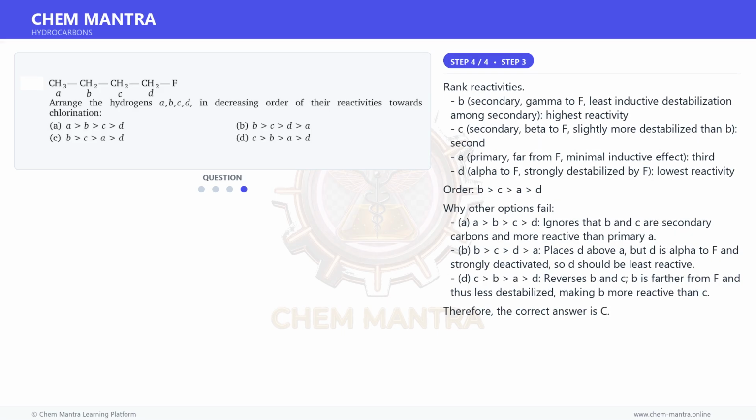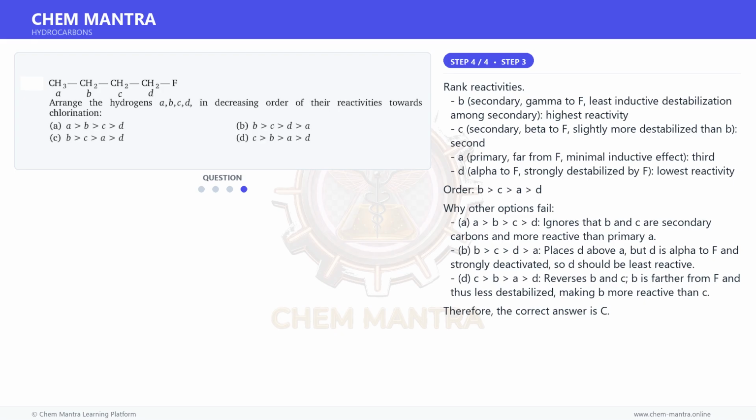And for the final step, rank reactivities. B, secondary, gamma to F, least inductive destabilization among secondary, highest reactivity. C, secondary, beta to F, slightly more destabilized than B, second. A, primary, far from F, minimal inductive effect, third. D, alpha to F, strongly destabilized by F, lowest reactivity. Order: B, C, A, D.